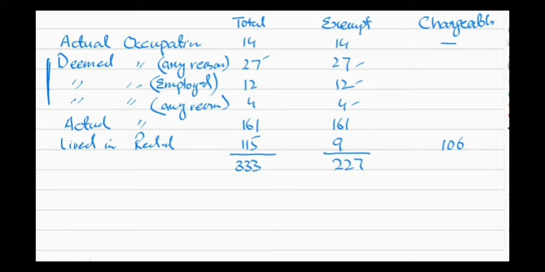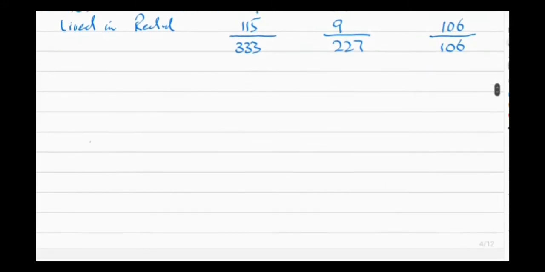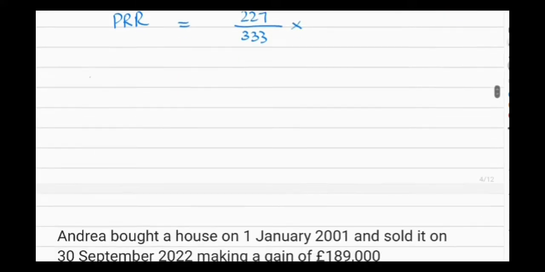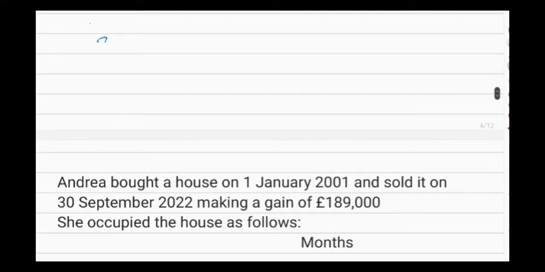227 is the period that is exempt, and the remaining 106 is chargeable. So first we have to calculate the PRR, that is, first of all, the period of occupation, that is 227 months, over the 333 ownership period, multiplied by the gain. So first we have to calculate the gain.